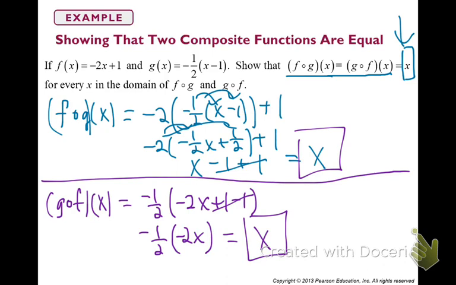Since both of these compositions ended up giving you x, everything simplified out, these are actually inverse functions of each other, which is kind of what we're leading up to. So composite functions are a way that we can check to see if we maybe found an inverse and we want to make sure we got it correct. This is one way that we can do it.